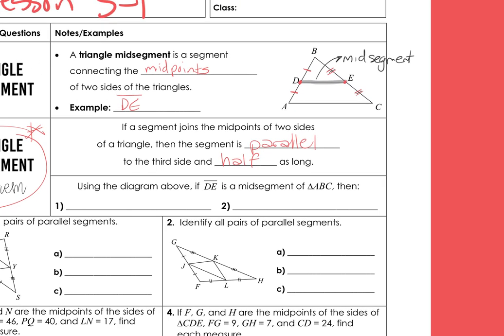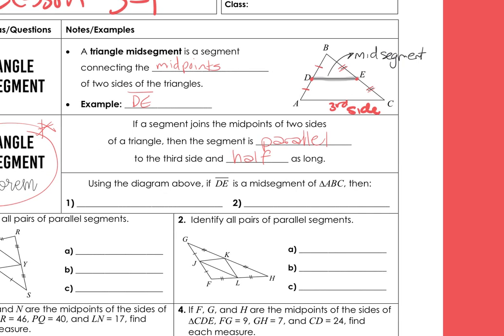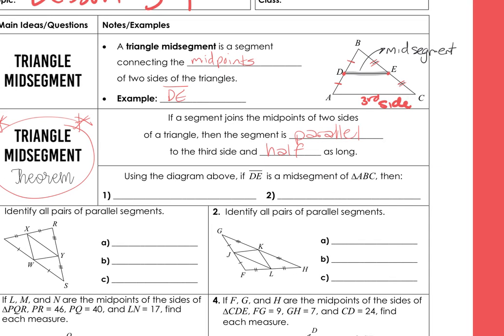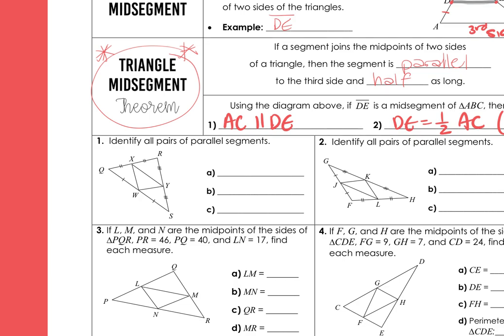Now, in my picture, this AC would technically be my third side of the triangle. So using the diagram above, if DE is a midsegment of ABC, then I would know a couple of things. I would know that AC is parallel to DE, and I would also know that DE is half of AC. Or if you flip that formula, AC would be twice times DE. So we're going to go ahead and play around with this a little bit and take a look.